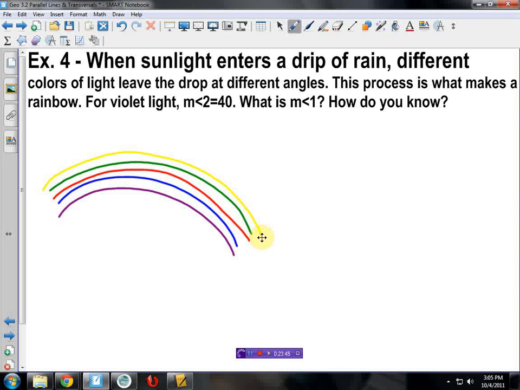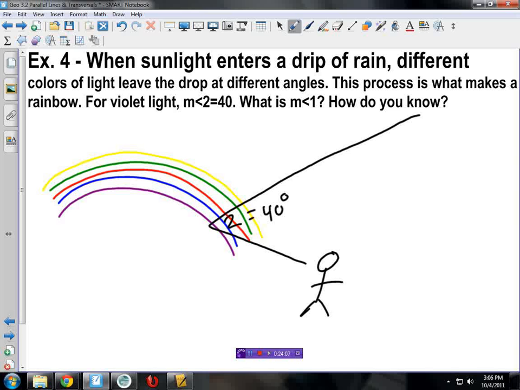Now, they said the violet light makes a 40-degree angle. Okay, so we have a... All right, and that's Mr. Davis out looking at rainbows. So this angle here, which is angle 2, is 40 degrees. In the book, they want to know how big angle 1 is, which is right there. So we need to try to figure that out.